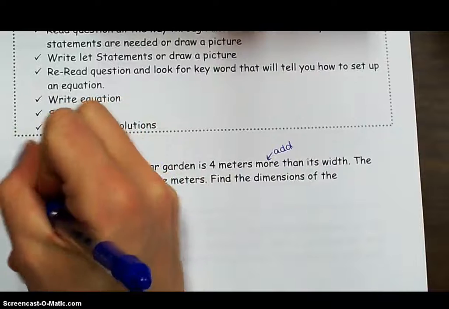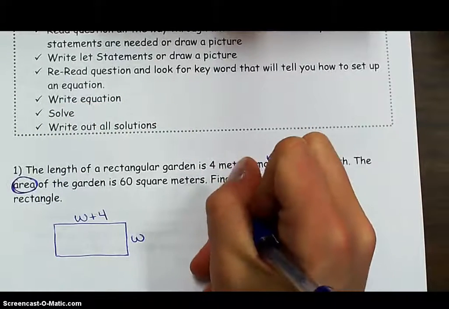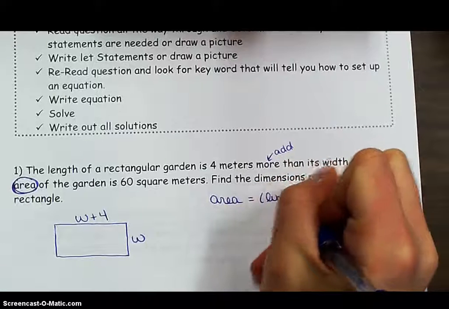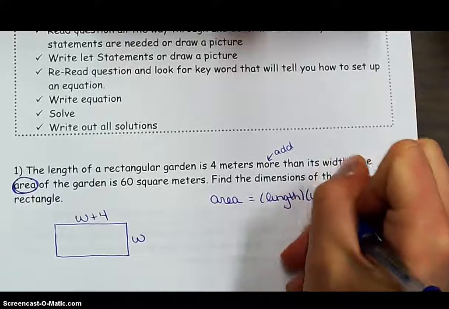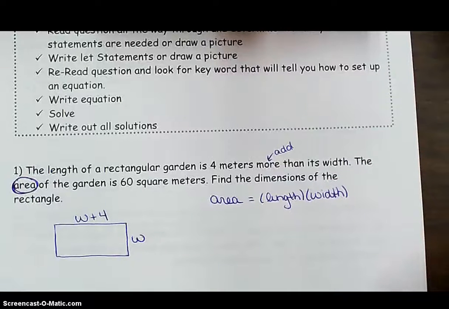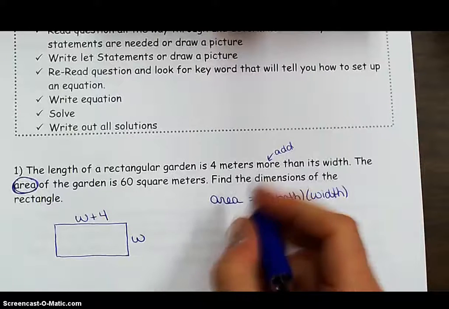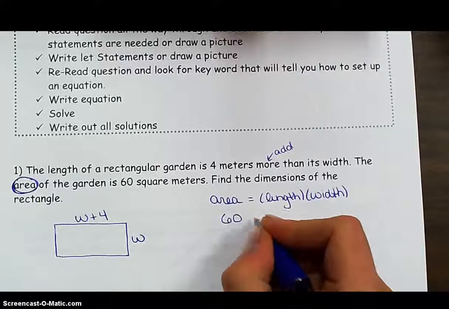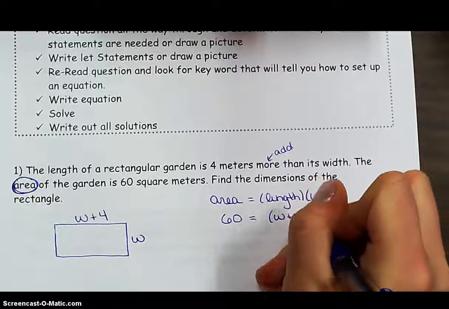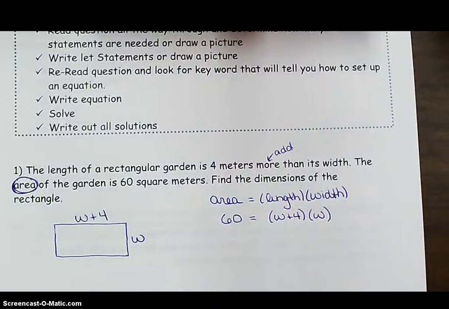So there it is. It's going to be area. And that's going to help us set up an equation because we know that the area is equal to length times width. Okay, so now let's figure it out. So the area is 60. So underneath the word area, I'm going to put 60 is equal to the length. We know the length is W plus 4. And then the width is just W. So now we just have to solve.